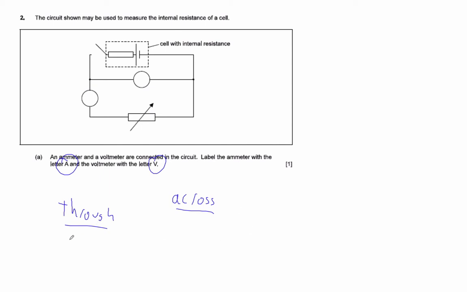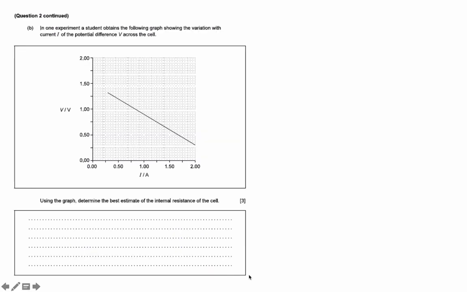Remember that ammeters have a resistance of 0, and the voltmeters have a resistance of infinity. So I'll let you decide where they go. You can just cheat and look at the handout we had for the internal resistance of a cell lab, right?